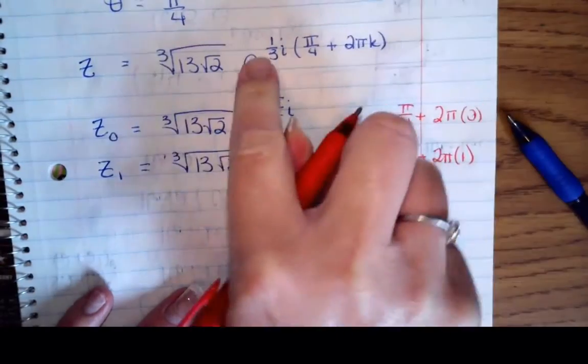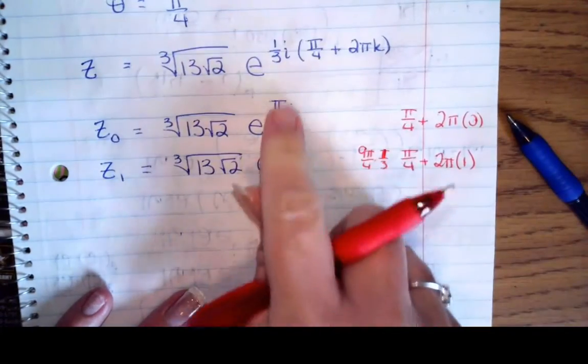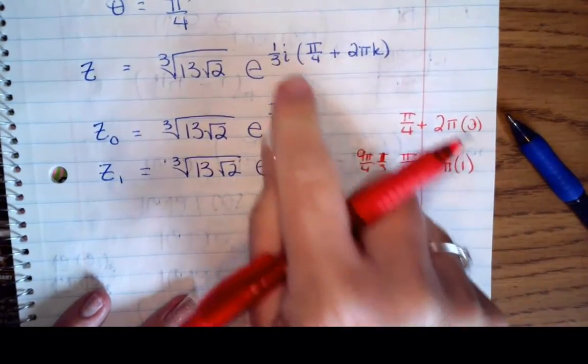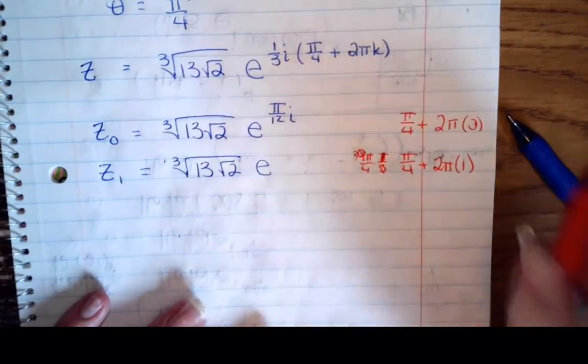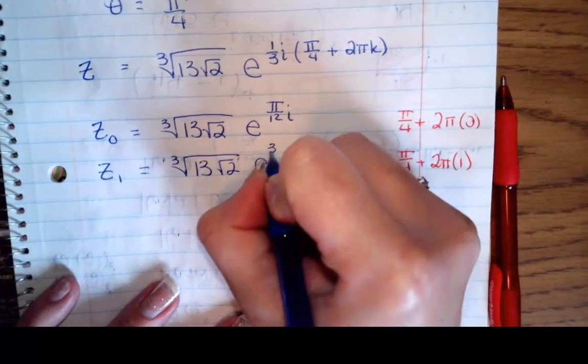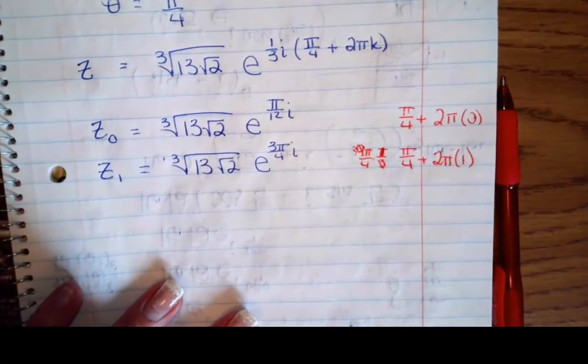And 9 pi's over 4 times 1/3, sorry. Just let me throw a pi in there. Okay, so 9 pi's over 4 times 1/3. Those are going to reduce, and I'm going to get 3 pi over 4. So I've got 3 pi over 4 times i.